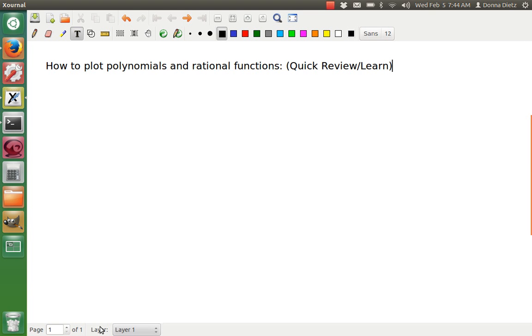This is for my students, particularly my calc students, but also my pre-calc students. This is about how to plot polynomials and rational functions. I've already talked about rational functions, but for the sake of everything being complete, I want to just talk about that first.